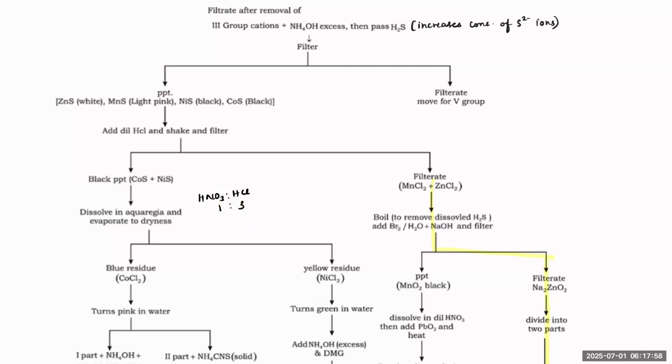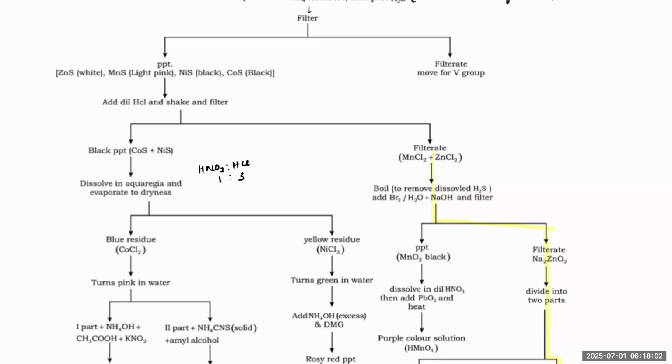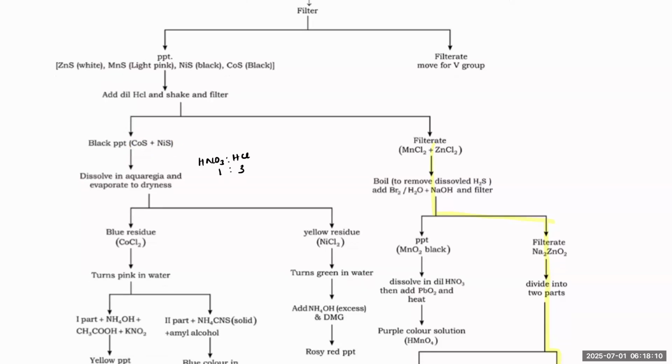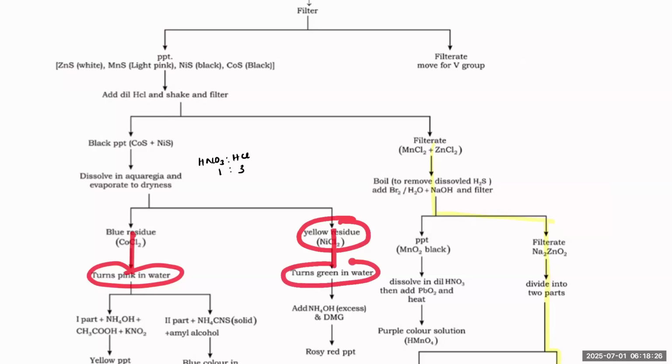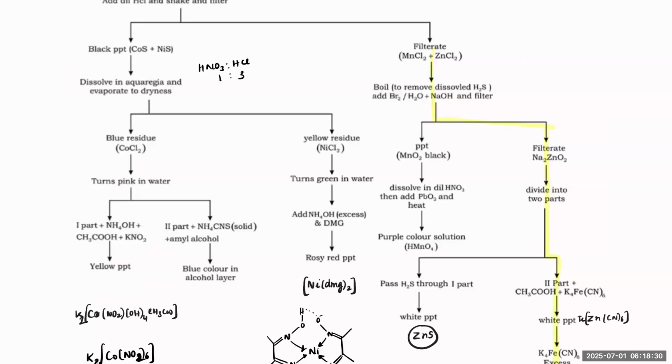On adding this, the CoS and NiS get dissolved. And in dissolved form, they will have a colored solution. If CoCl2 is formed here, correct? It will turn pink in water. I mean, first it will become a blue residue, which will turn pink in water. And this is a yellow color residue, which will turn green in water. You might wonder what is this green color here. So basically, this will be like cobalt, H2O6, 2 plus. And here it is nickel in water. This one, nickel, H2O6, 2 plus. This is that green color. Here, this is this pink color.